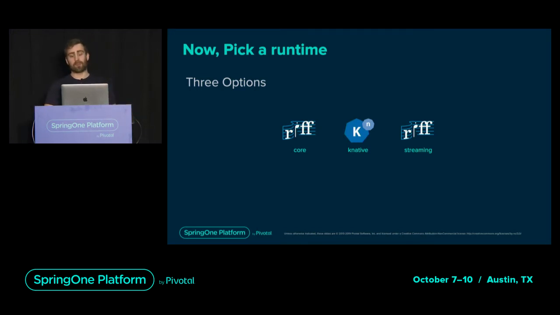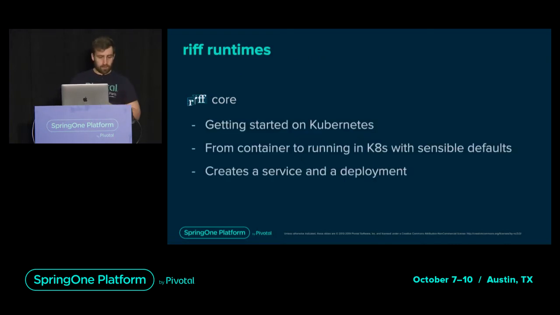We offer a minimal runtime. I mean, minimal at this point. Maybe it will evolve and take more features as the weeks come. And we also have a new streaming runtime that we're excited about. We've been working on it for several months now. So if you want to get started with Kubernetes, Riff Core is a good way to go. It does very little, but just what you need, the minimum you need to get your image deployed onto your cluster. So it creates a service for you and a deployment with sensible defaults.